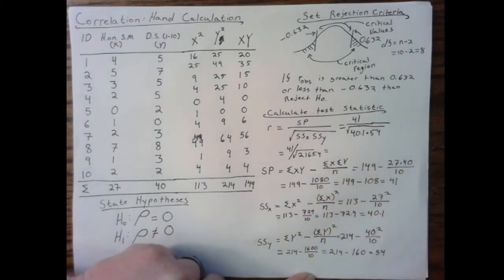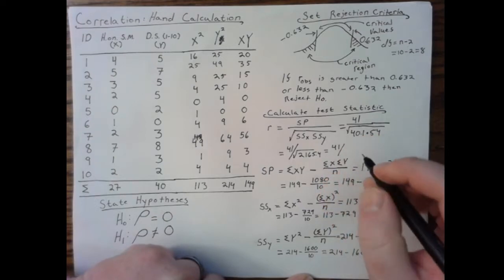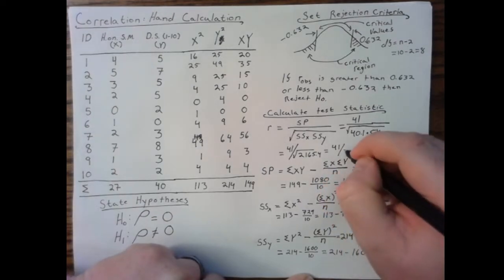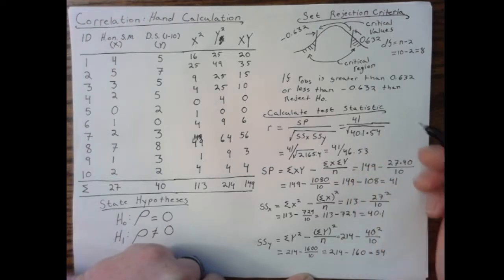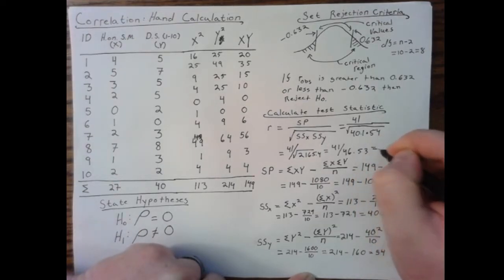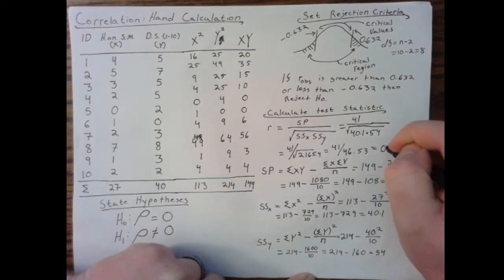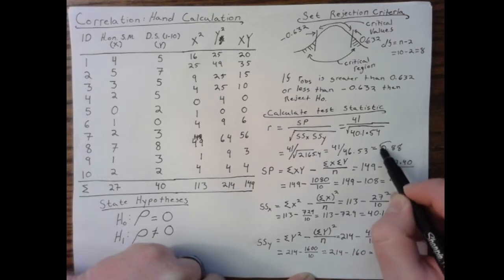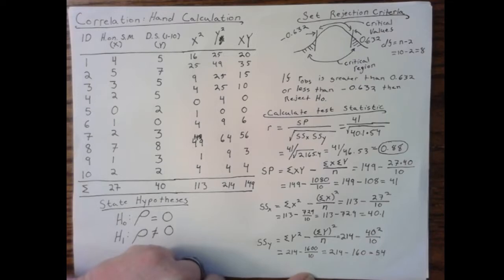The square root of that number comes to 46.53 and change, giving us a final value of 0.88. So here is our final value for our Pearson correlation.